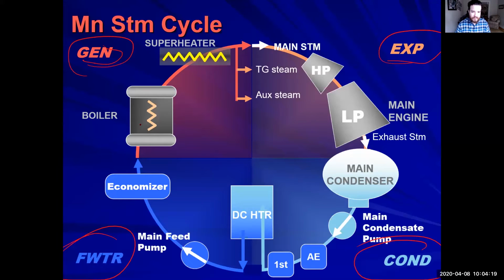So as we go through, we have our boiler to our superheater. And from our superheater, we break off from our main steam, our TG, and our auxiliary. It all comes from the same place, even though they have 3 different names. From there, it goes to the high pressure turbine, to the low pressure turbine, right to the main condenser. From the main condenser, it goes to the main condensate pump, air ejector, first stage heater. You got the DC heater, main feed pump to the economizer, and back into the boiler.